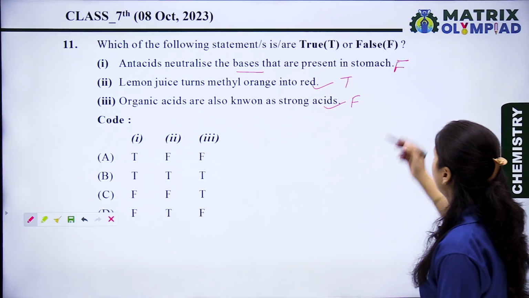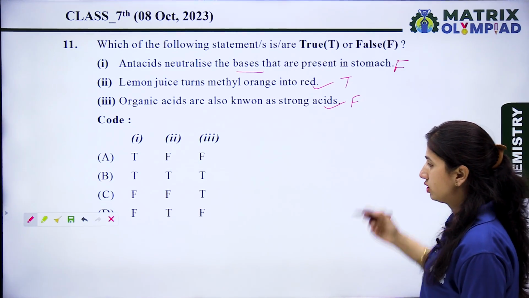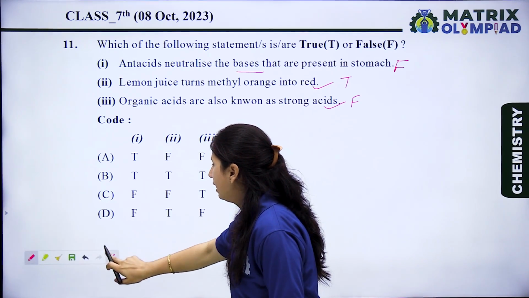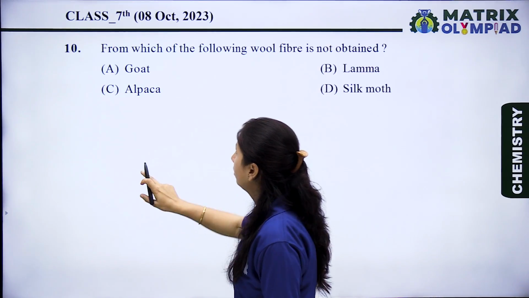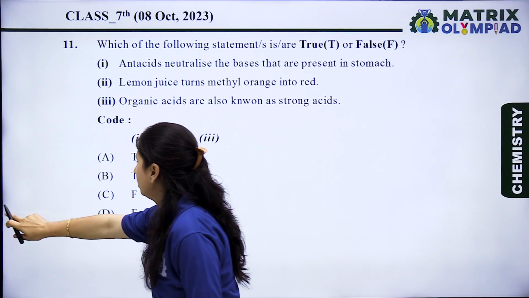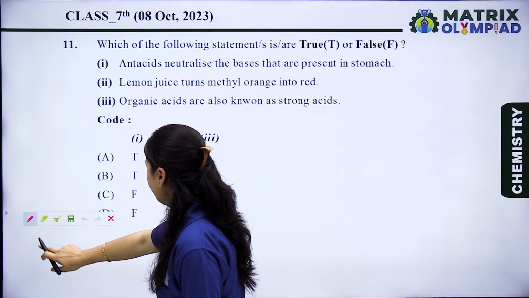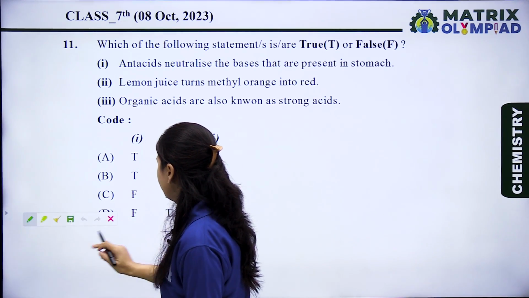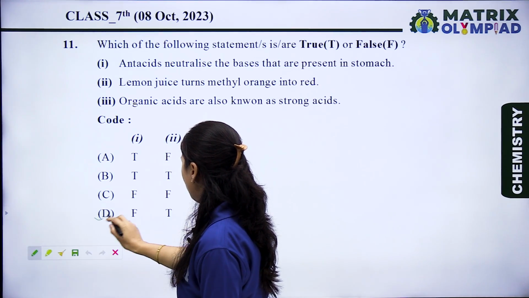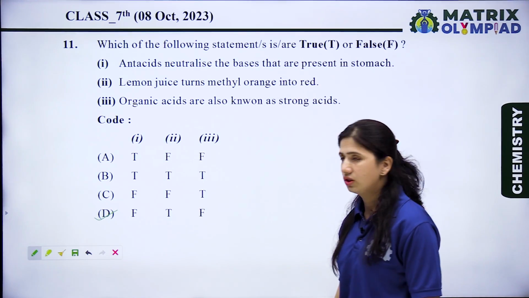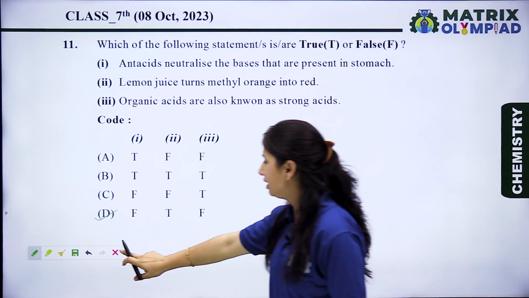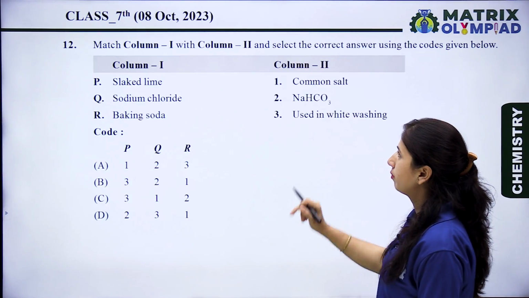So the option false, true, false. The option D is the right option. Option D is the right option. We can say that false, true and false. Okay. Now let's see the next question.